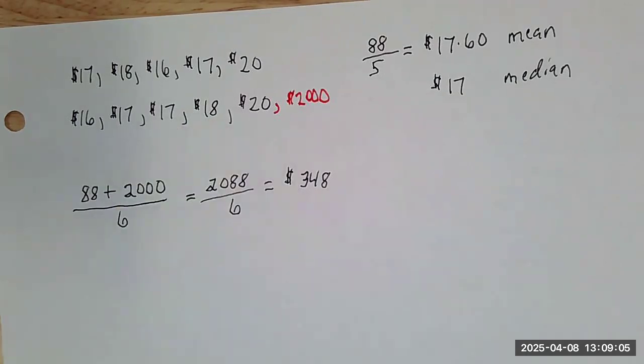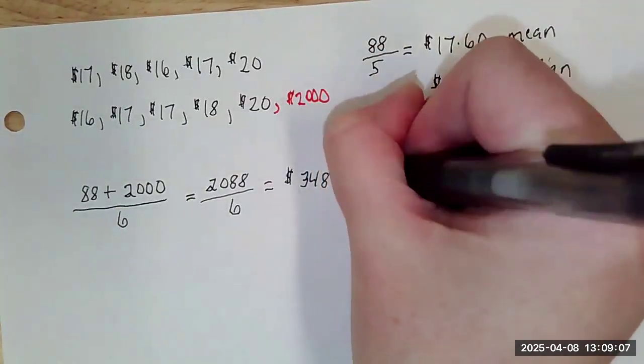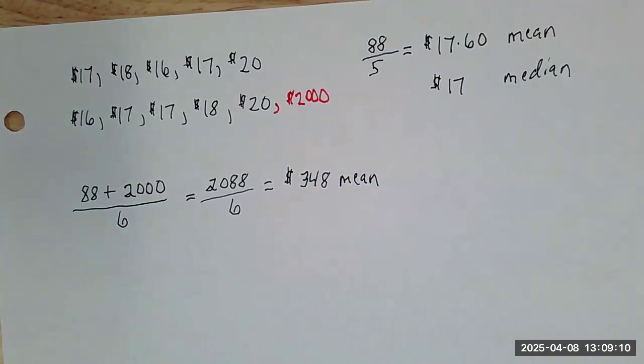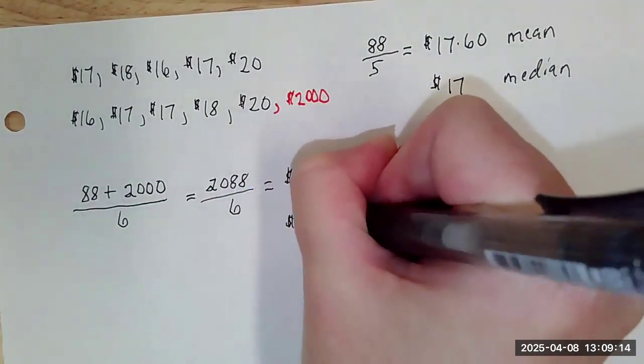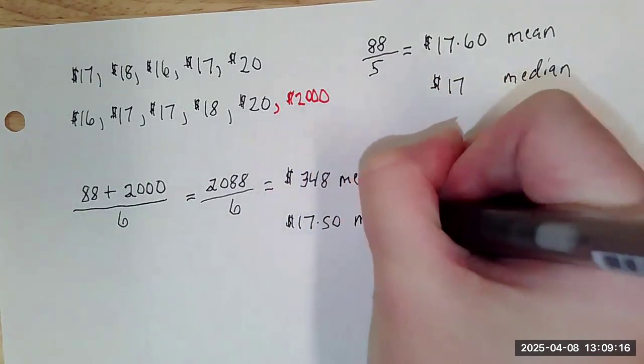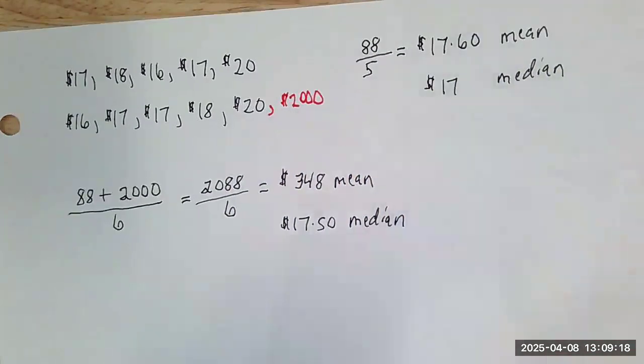$17.50, right? So now our mean was $348, but our median is $17.50. In this case, if I asked you for the average salary of a UC Davis student, should you give me the median or should you give me the mean? You should give me the median.